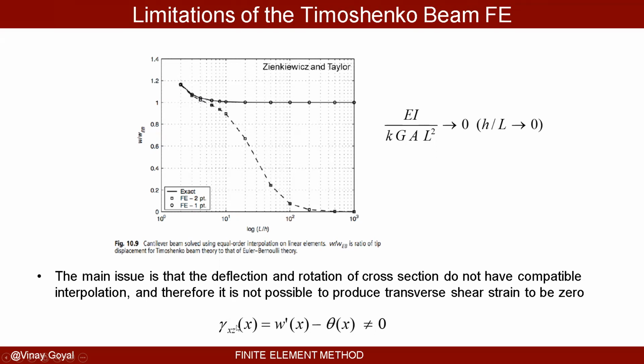It's not possible to cause this to be zero for thin beams. For thin beams, this has to be zero. But I can't get there if W prime is a constant. I have no way of making this happen. So the beam becomes very, very stiff. And you can see here that that's what's happening with these dashed lines. And that's a 2-point interpolation. You can see that here.